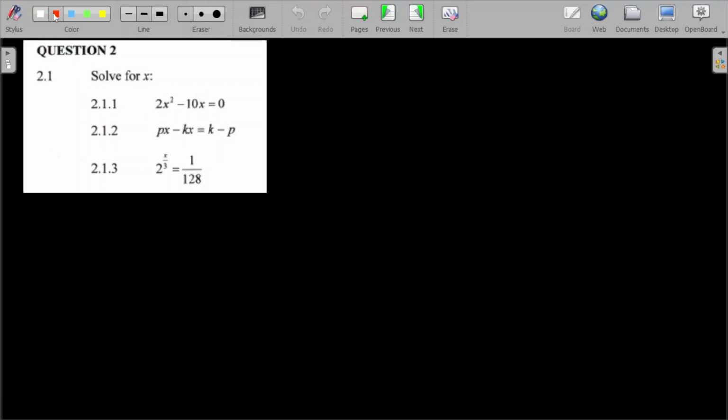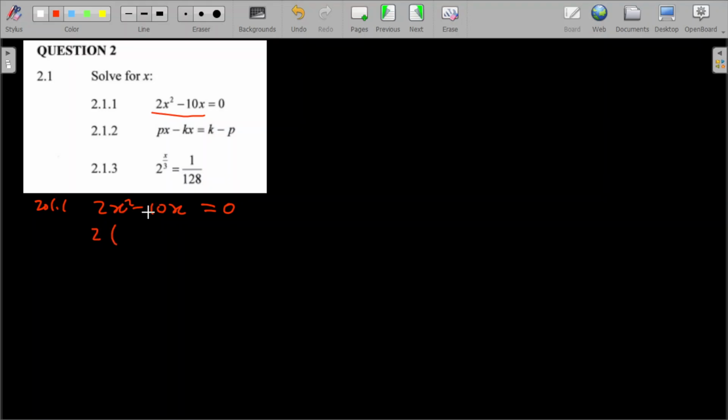On this first part where it's 2.1, here they're asking us to solve for x. I hope you can see, solving for x, let me write it down. So it's 2.1.1, so it's 2x squared minus 10x is equal to 0. Now from here, I hope you can see there is 2 and 10. Is there a common factor between 2 and 10? Yes, there is a common factor of 2.